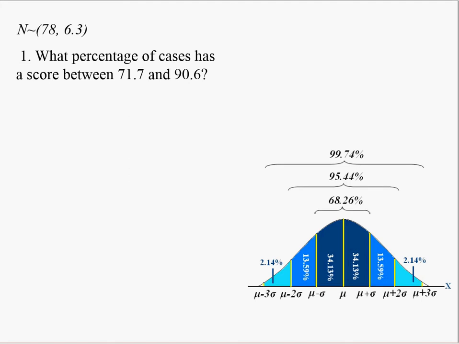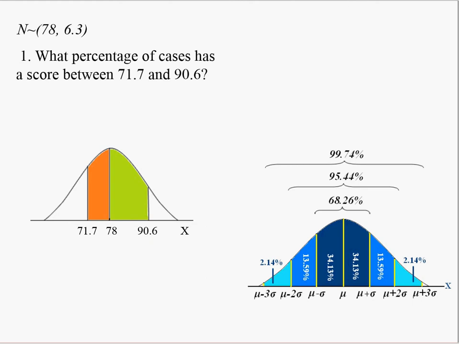Here, look at this question. What percentage of cases has a score between 71.7 and 90.6? Again, we solve this problem based upon the characteristics of a normal distribution. Let's lay out this distribution.